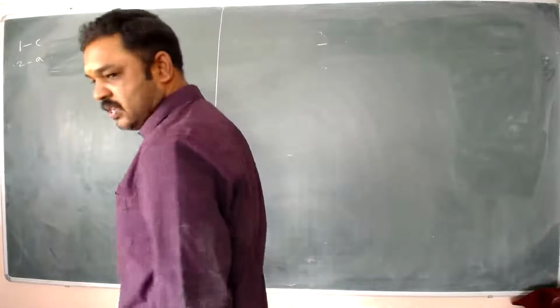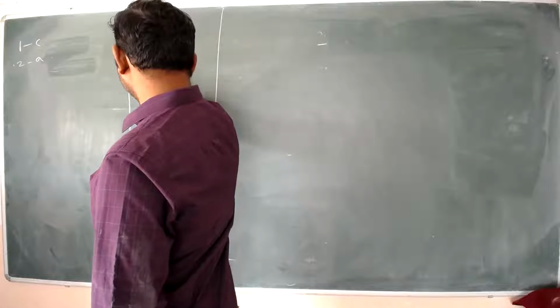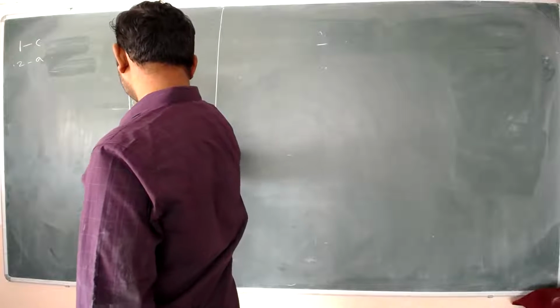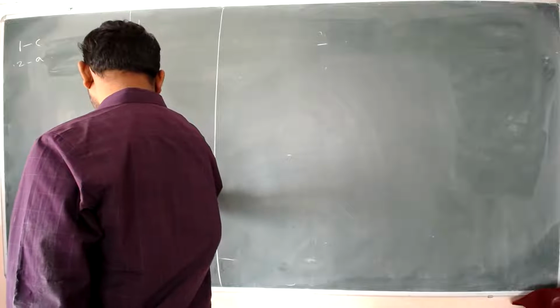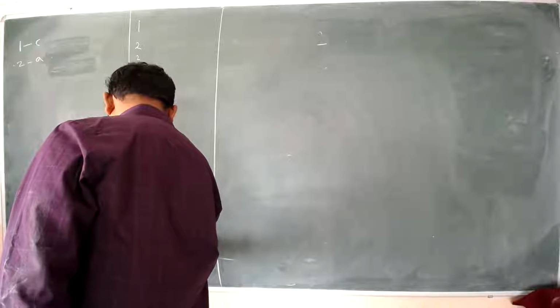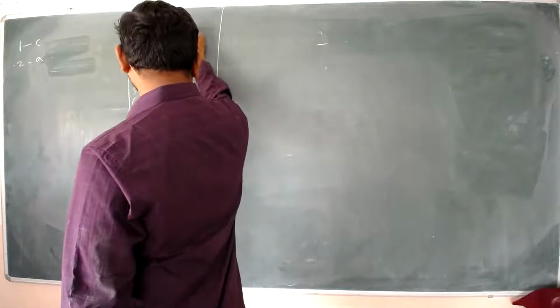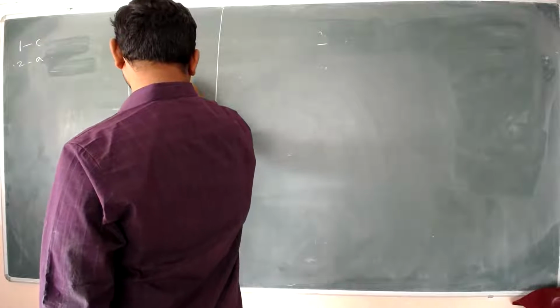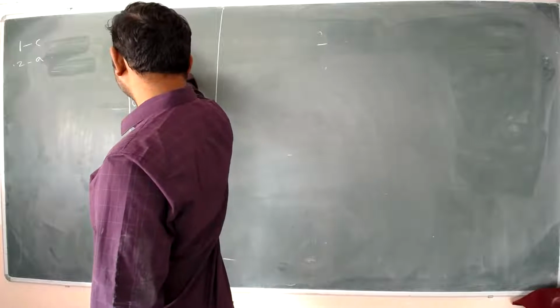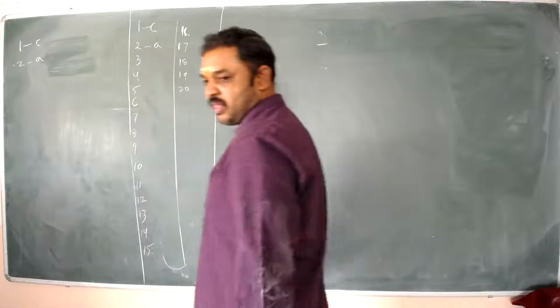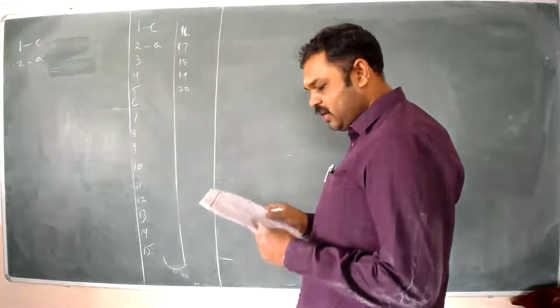And we will get this here. What is this? 1, 2, 3, 4, 5, 6, 7, 8, 9, 10, 11, 12, 13, 14, 15, here 16, 17, 18, 19, 20. First one C, second one A. And now we go for the third one.